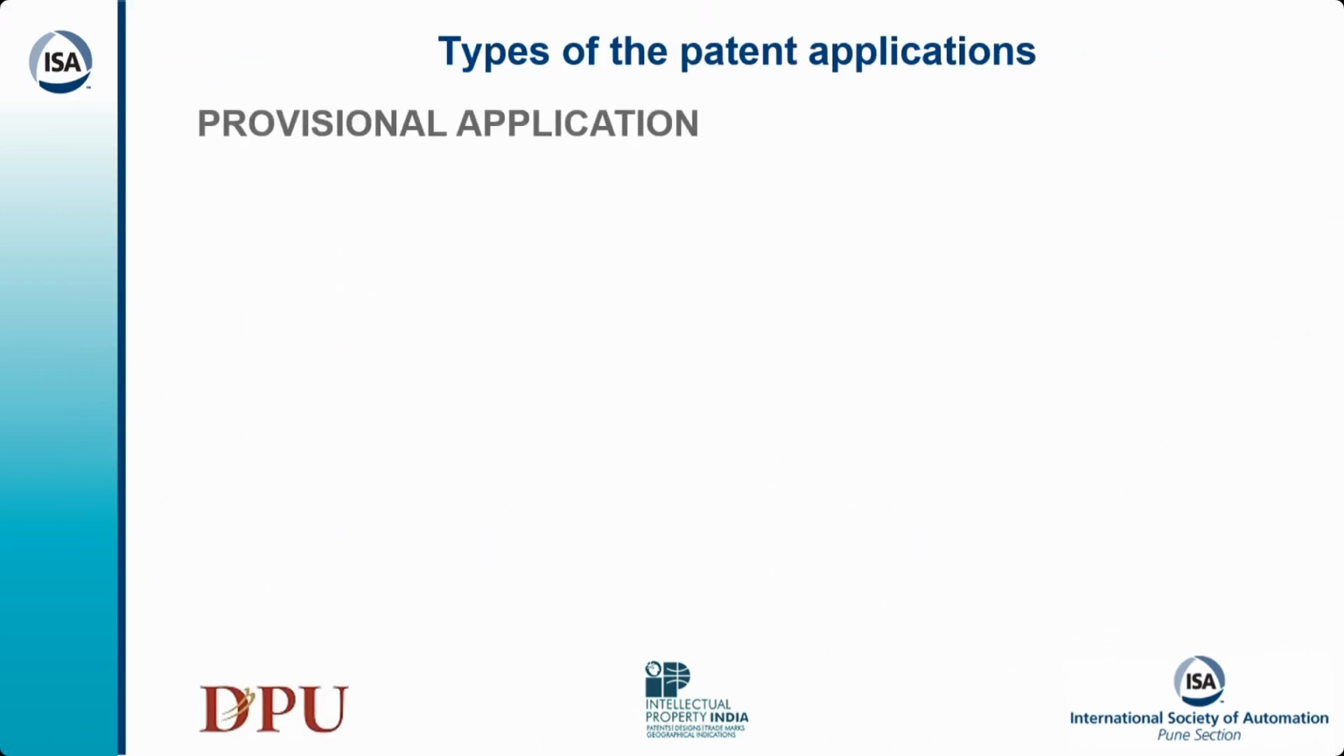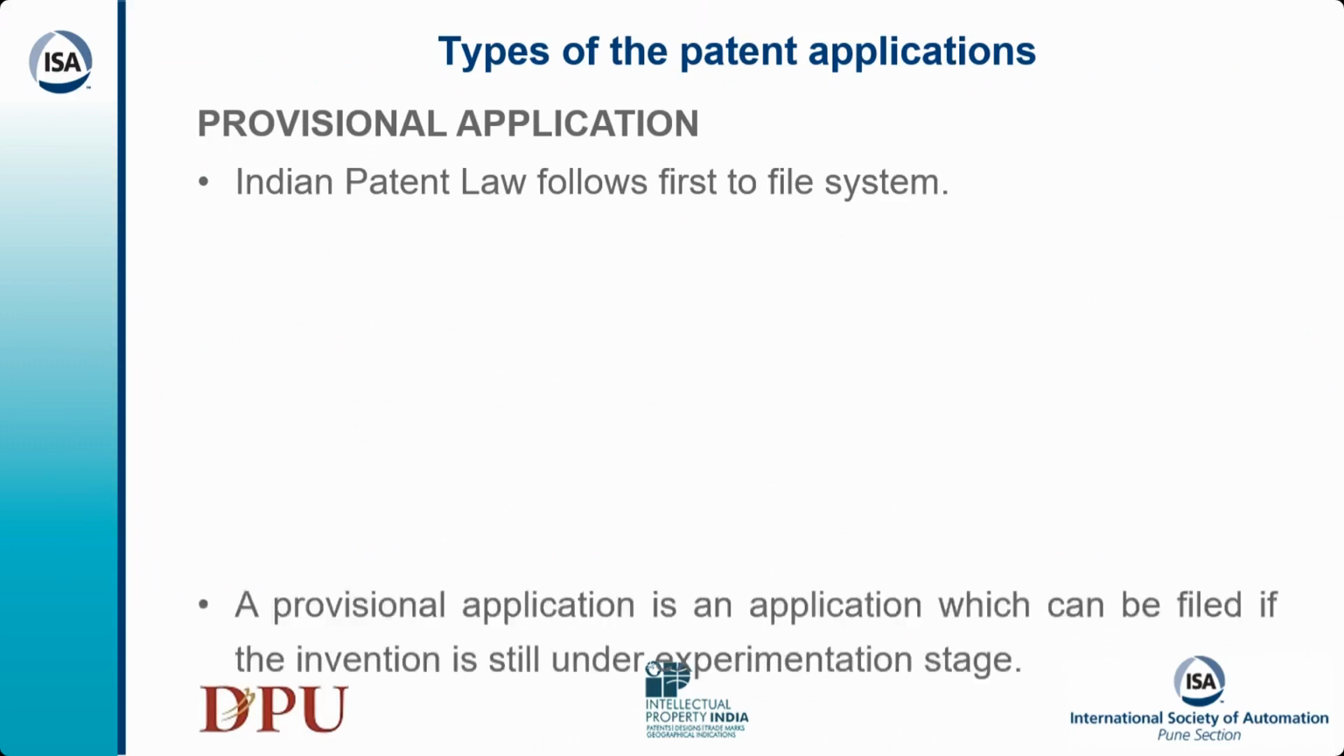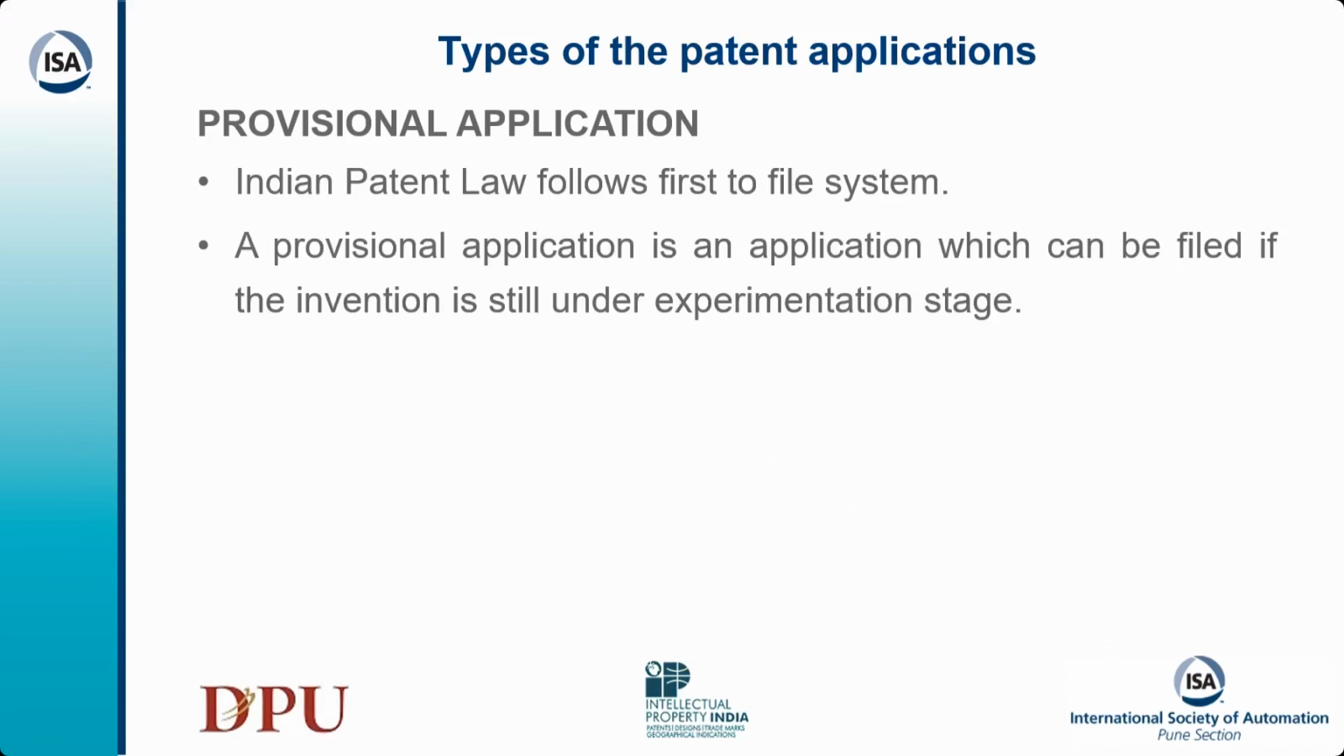Then what are the types of applications? Many times there are different types of applications. One has to understand that. First one is a provisional application. A provisional patent application is an application which is to be filed as per Indian patent law, which follows the first to file system. A provisional application is an application which can be filed if the invention is still under the experimentation stage.